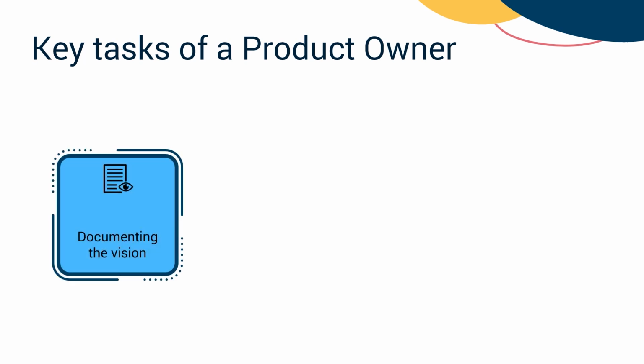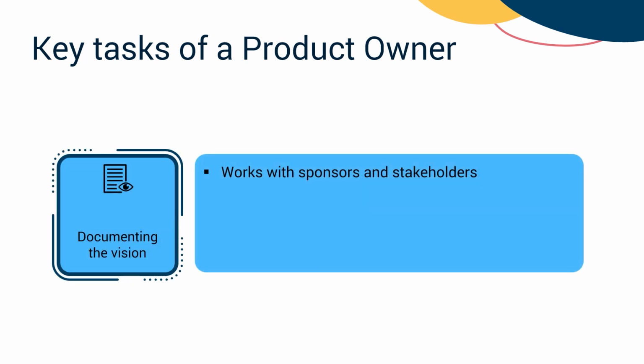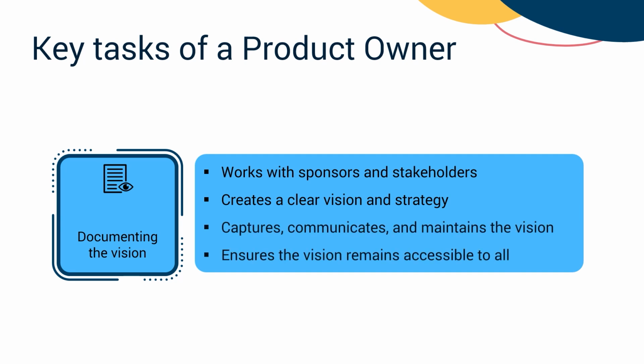Documenting the vision involves working closely with the sponsor and key stakeholders to create a clear vision and strategy for the project. This vision acts as a living document that provides direction and remains stable throughout the Agile process. The product owner ensures it is captured, communicated, maintained, and accessible to all relevant parties.